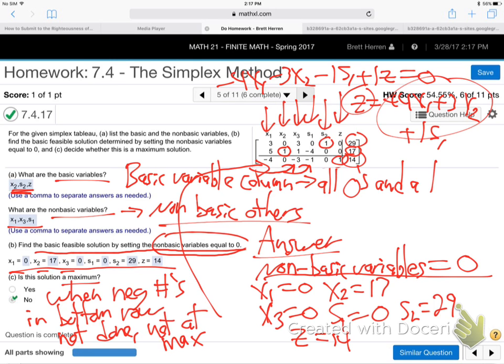I don't know if you followed all that. Who cares? Your calculator will do it. But that's why negatives in the bottom, move them over. That means there's positives, means there's room to grow. You're not at your maximum yet. So basically, if there's any negatives in the bottom row, we just say, nope, we're not done yet. We're not at our maximum. If they're all positive in the bottom row, we go, yep, that must be the maximum, because you can't improve it.